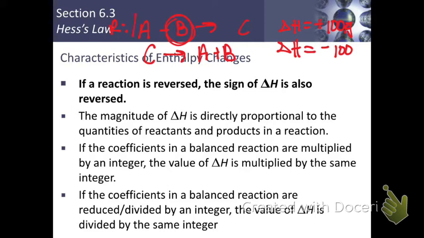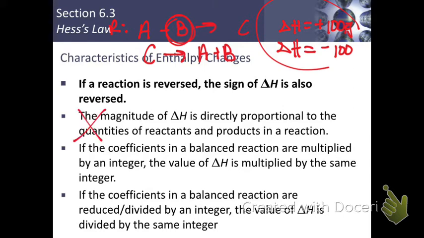Because in the first reaction, A plus B yields C, it brought in 100 kilojoules worth of heat. And if I do the opposite reaction, break down C to form A plus B, then I would be releasing 100 kilojoules worth of energy. So we're going to look at that as we go forth in our problems and say, if I need to reverse the reaction, I also have to reverse the sign of delta H.